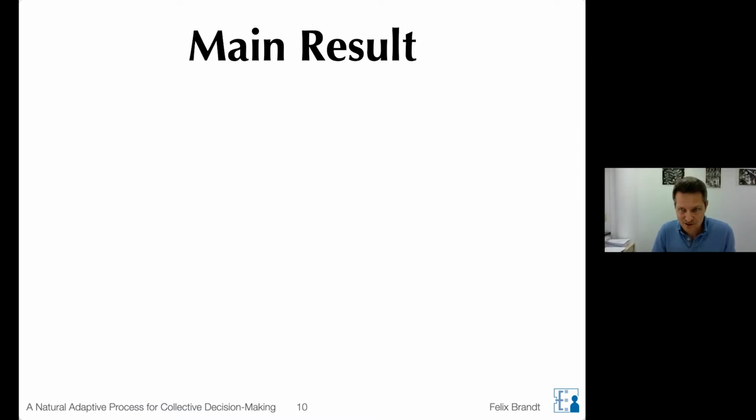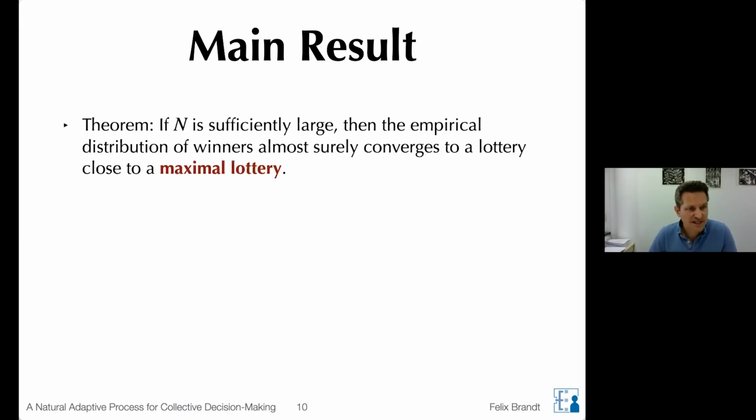So the actual urn distribution doesn't converge, but as I said previously, we are interested in the empirical distribution of winners. And here, our result says that if the number of balls in the urn N is sufficiently large, then the empirical distribution of winners almost surely converges to a lottery that is close to a maximal lottery. I haven't really specified yet what maximal lotteries are. I'm going to do this in detail in a couple of slides. For now, you can just think of a maximal lottery as a specific lottery over alternatives that has desirable properties based on the preferences of the voters. Maximal lotteries is a randomized voting rule.